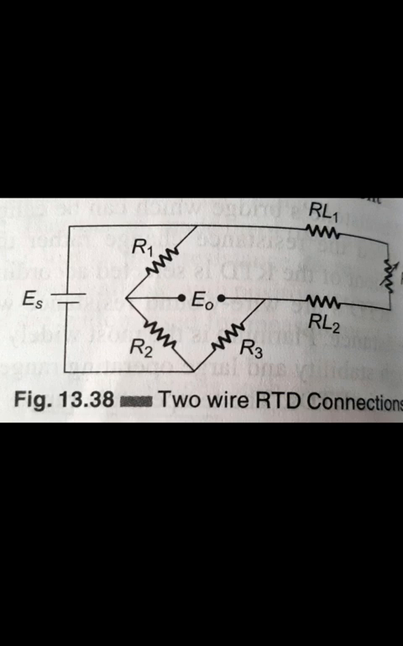The temperature ranges of the various resistance wires are as follows: platinum wire is 200 degrees Celsius to 850 degrees Celsius, copper wire is 200 degrees Celsius to 260 degrees Celsius, and nickel wire is 18 degrees Celsius to 300 degrees Celsius.